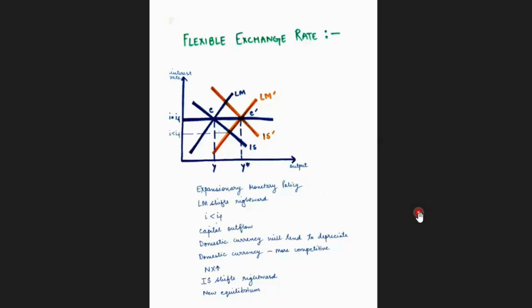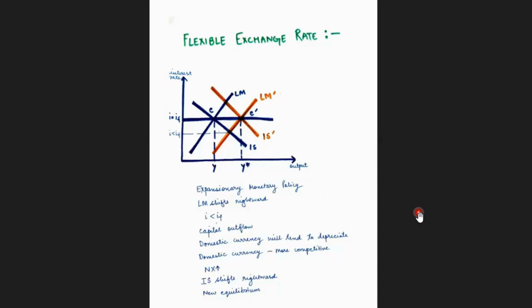Now, we will have a look at what happens when there is an expansionary monetary policy under the flexible exchange rate system, given the conditions of an open economy with perfect capital mobility. The flexible exchange rate system is the one where the exchange rate is not set by the government but by the market forces of demand and supply. Here we will discuss what happens when there is an expansionary monetary policy.